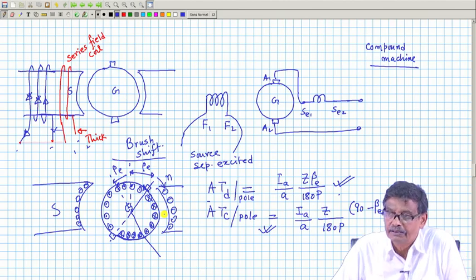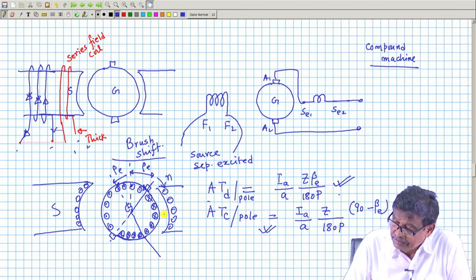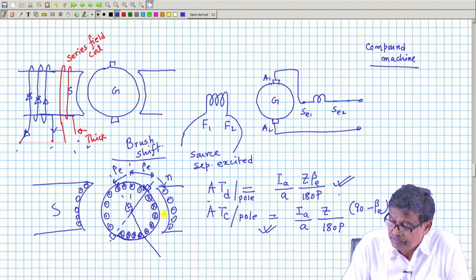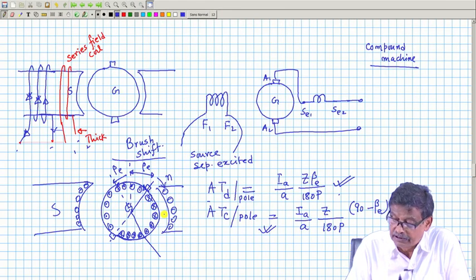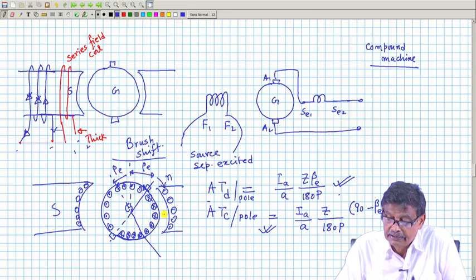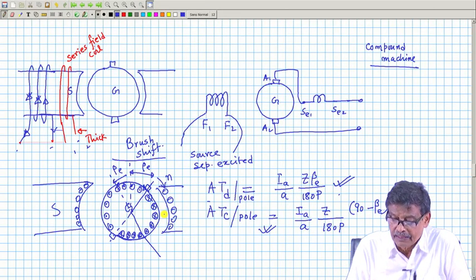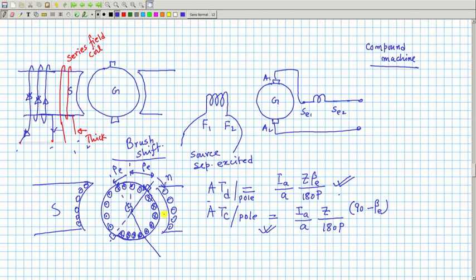By maybe a series field. But the point is, if I have knowledge of the demagnetizing ampere turns per pole and the cross magnetizing ampere turns per pole, if I can calculate that, then I can decide what to do. Suppose somebody says that I will not connect a compensating coil, I will not use a compensating coil.